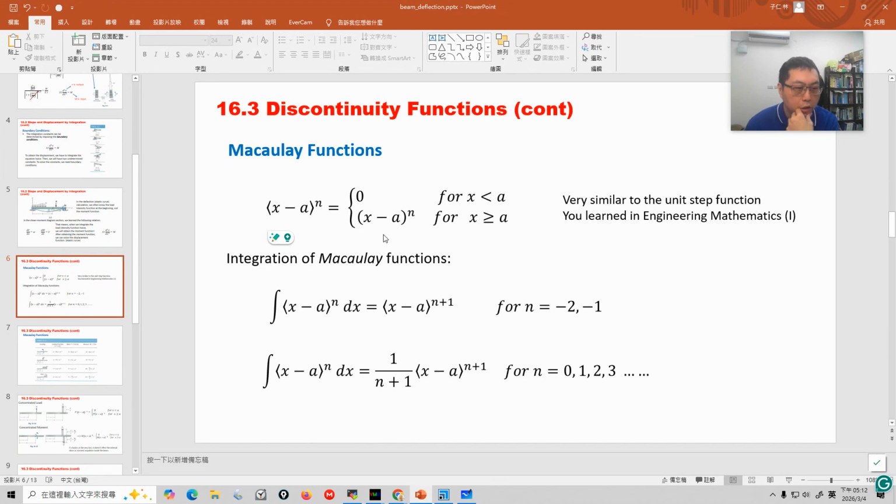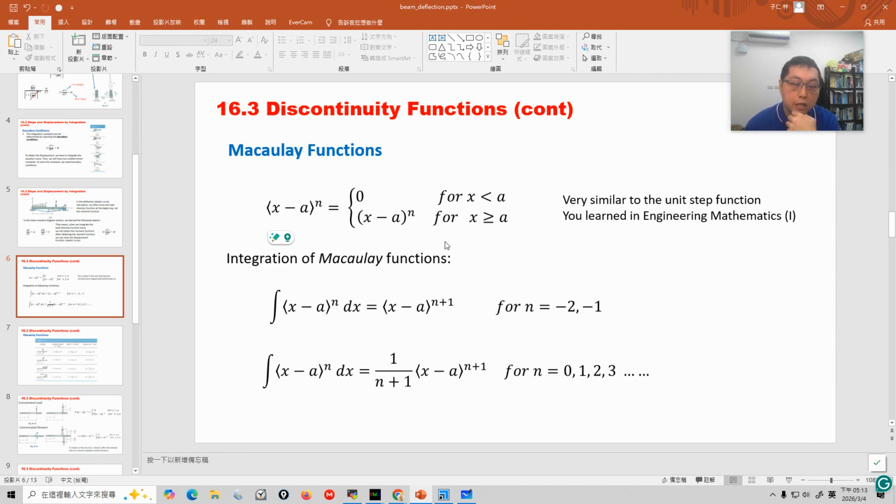Here is the definition of this discontinuity function. We use a bracket, put x minus a in the bracket, with the power n. That means if x is less than a, the whole function is 0, and if x is equal to a or greater than a, then the function is x minus a to the power n.